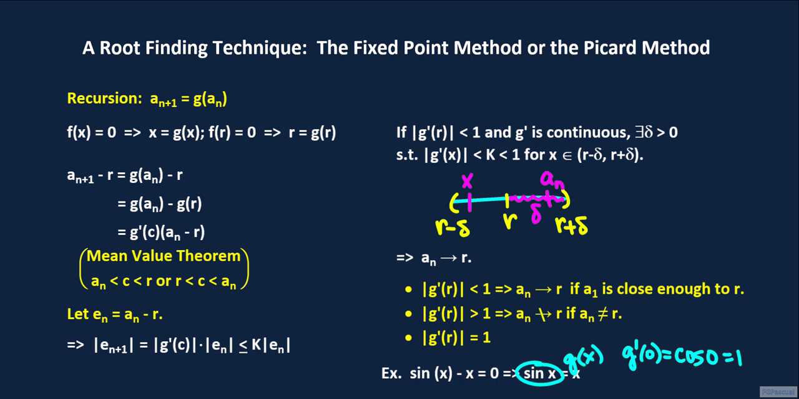It is a good challenge exercise to show that the sequence of the a sub n's converges to r equals 0. One can start by showing that if a sub 1 is a small enough positive real number, then the a sub n's form a bounded decreasing sequence. If, on the other hand, a sub 1 starts out as a small enough negative real number, then the a sub n's form a bounded increasing sequence.